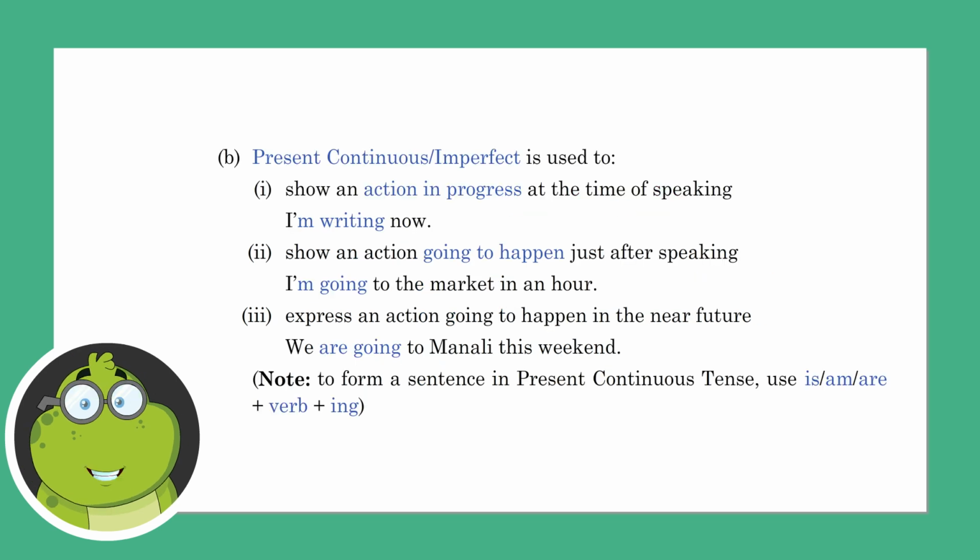Present continuous or imperfect is used to show an action in progress at the time of speaking: I am writing now. Show an action going to happen just after speaking: I am going to the market in an hour. Express an action going to happen in the near future: We are going to Manali this weekend. Note: to form a sentence in present continuous tense, use is, am, are plus verb plus ing.